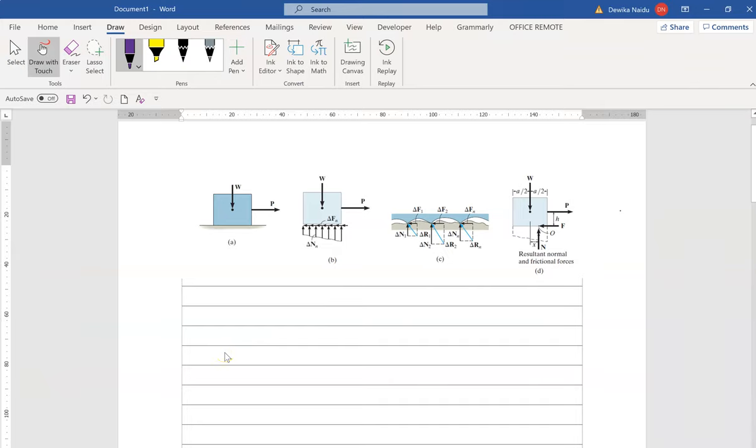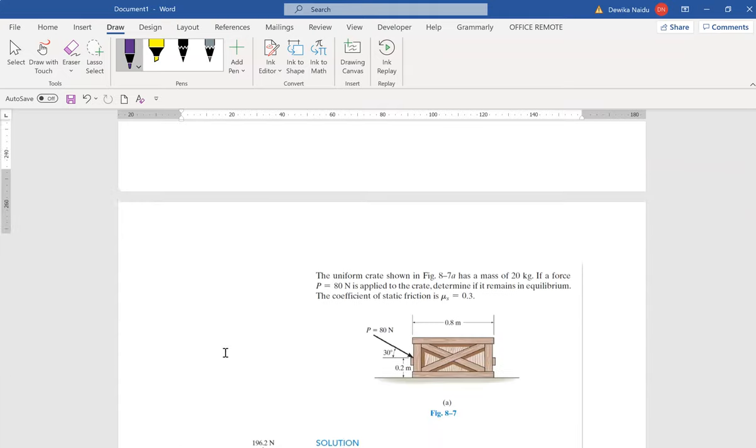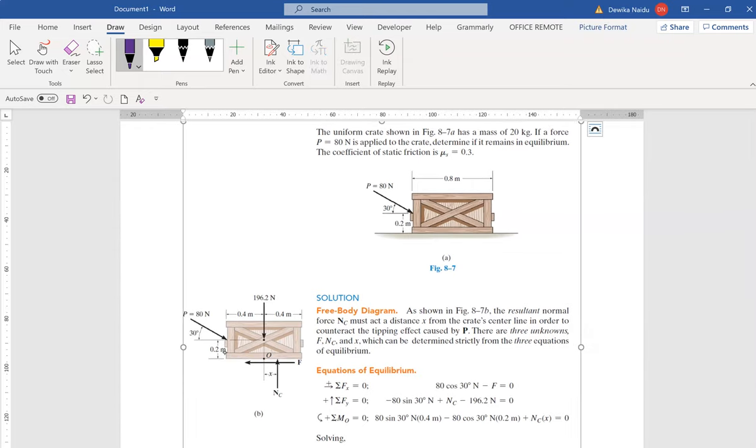This is the first part that I wanted to explain to you. Remember, I'm just repeating: you have the push, and because of that you have something forming like a trapezium. That's the reason why the normal force is shifted to the right rather than being in the middle. Okay, let's look at this question. The uniform crate has a mass of 20 kilograms. If the force P, 80, is applied and mu s is 0.3.